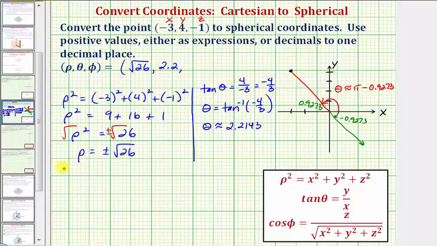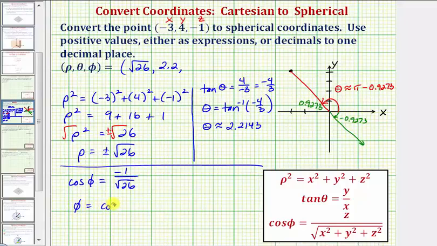And then finally for phi, we know cosine phi is equal to z, which is -1, divided by the square root of x squared plus y squared plus z squared, which is just rho, which we already know is the square root of 26. So if cosine phi is equal to -1 divided by square root of 26, then phi is equal to arc cosine, or inverse cosine, of -1 divided by square root of 26.